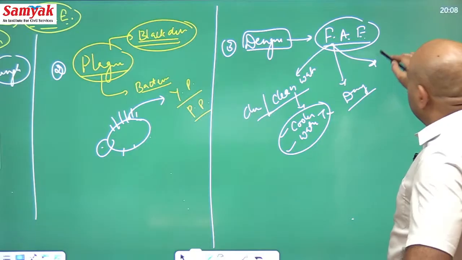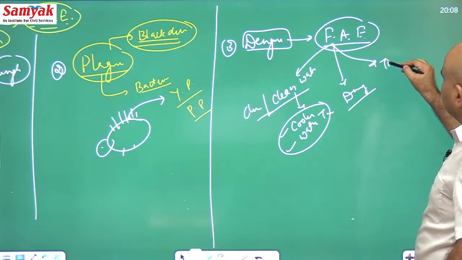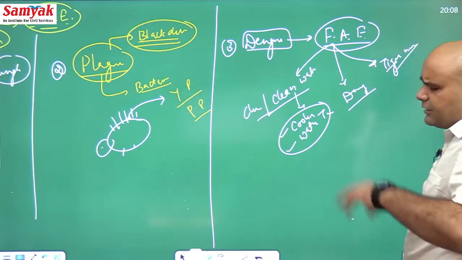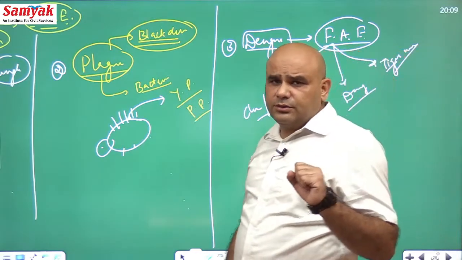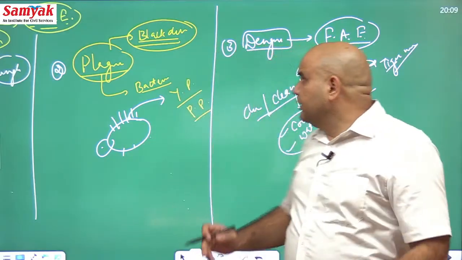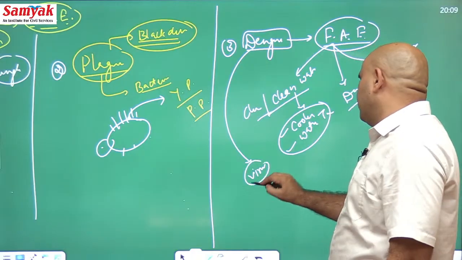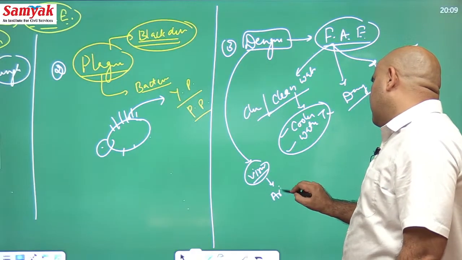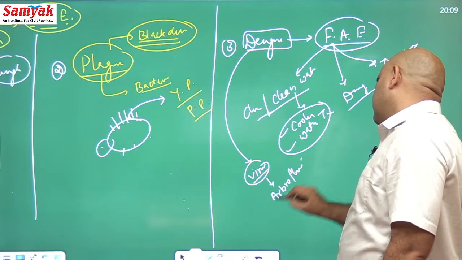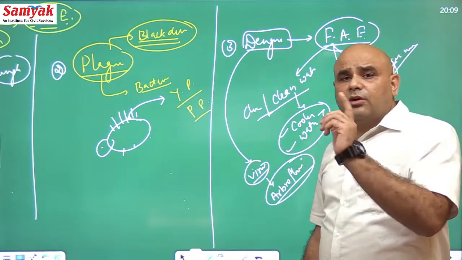It is also named the tiger mosquito because there are stripes on the body of this mosquito. Remember one thing: dengue is caused by a virus, and the name of the virus of dengue is Arborflavi. Arborflavi is the name of the virus which causes dengue.